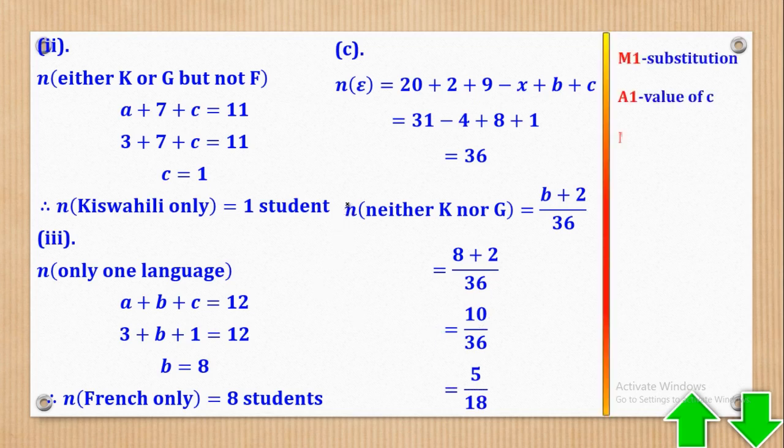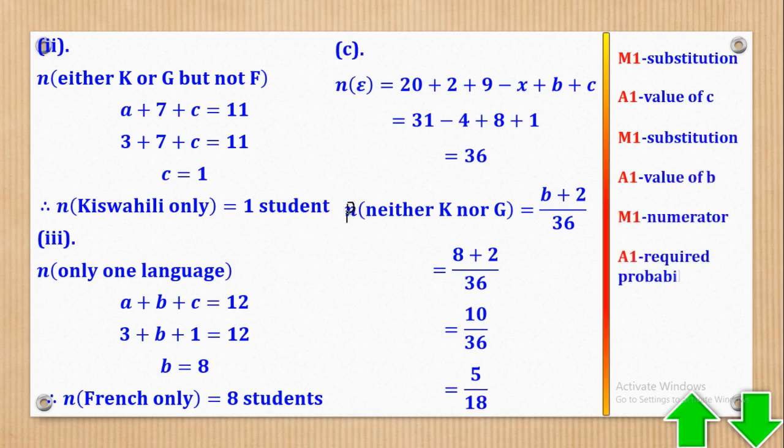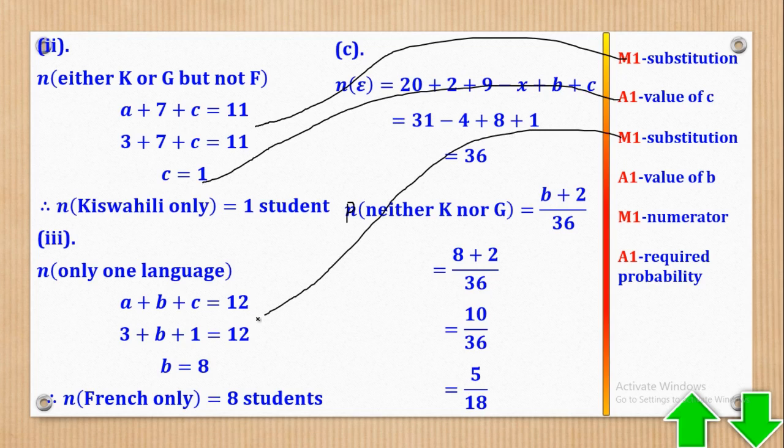Now let's see how much can be awarded. M1 for substitution and A1 for the value of C. M1 for substitution, A1 for the value of B. M1 for numerator and A1 for required probability.